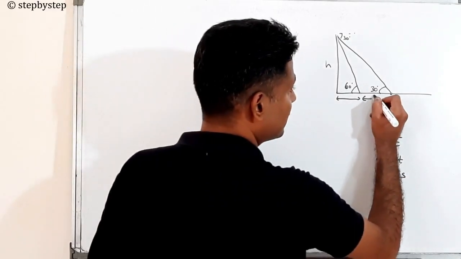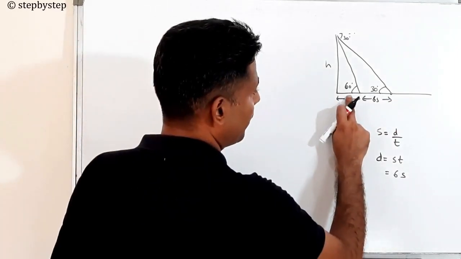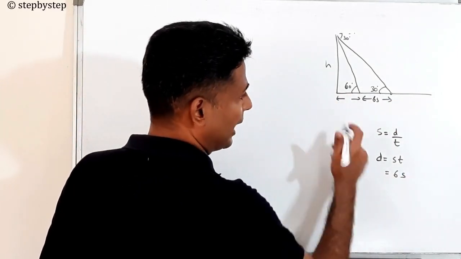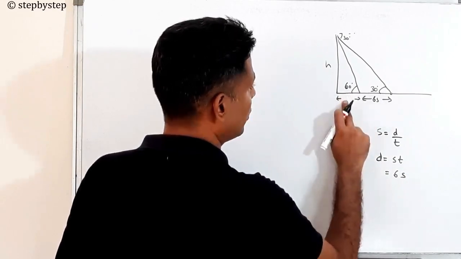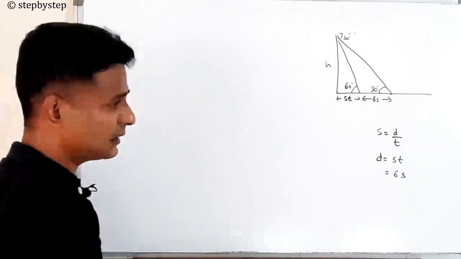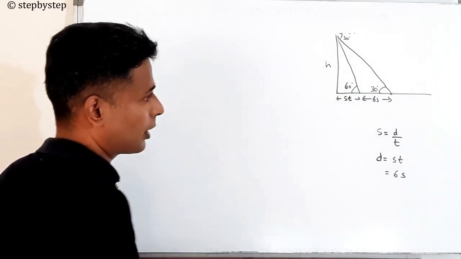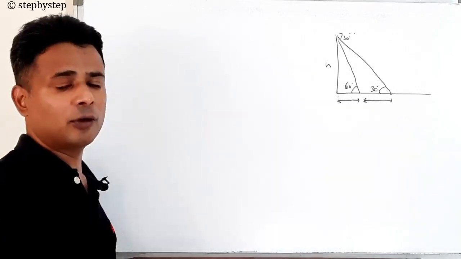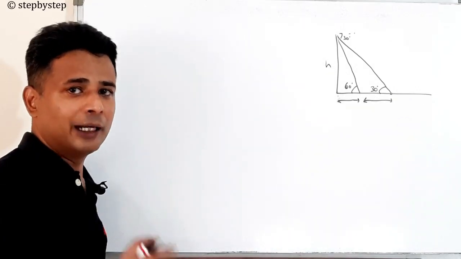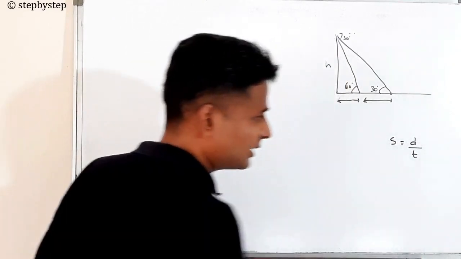Alright. So the distance moved here is 6s. And from here, let the time be t, and we do not know the speed or the distance. So this distance will be st, speed into time. Now since they have talked about speed and time, remember this is a speed, you have to use the formula speed equal to distance by time.